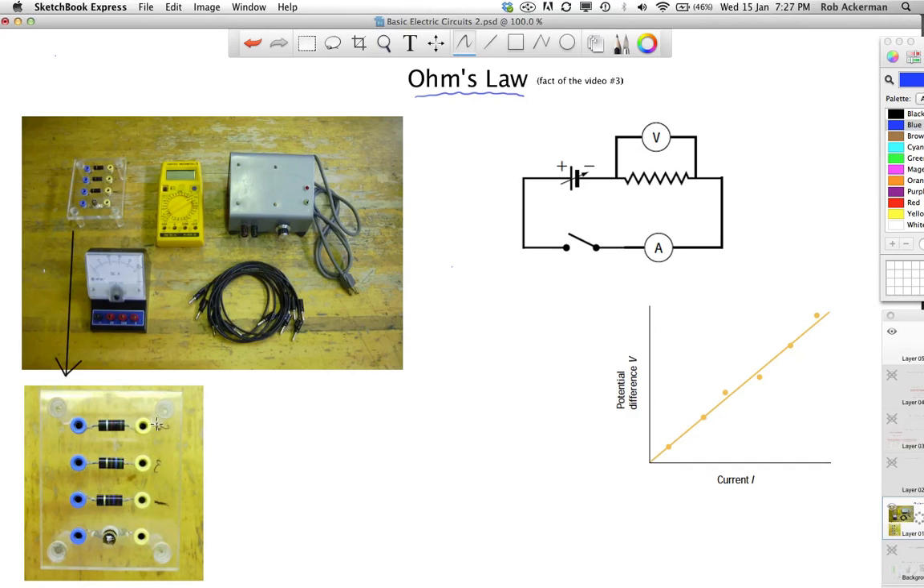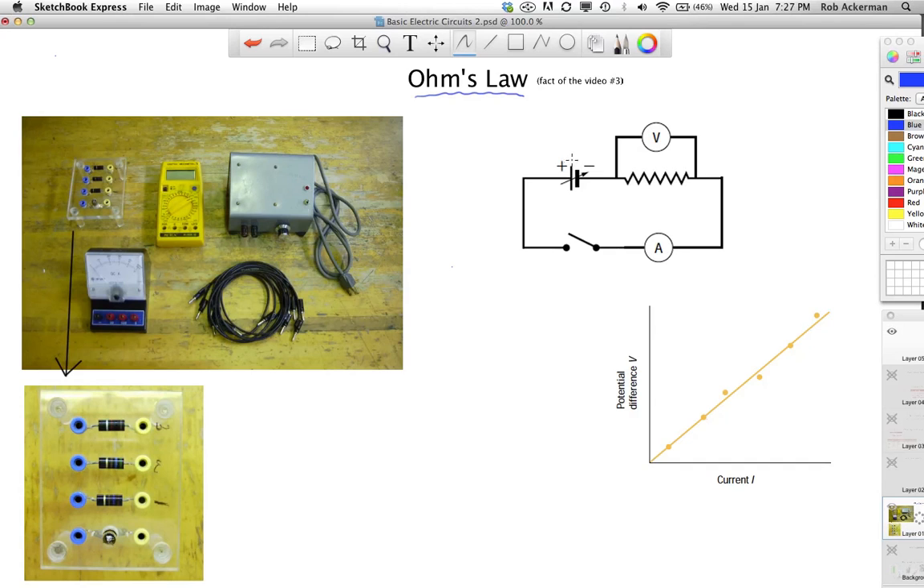The idea is to be able to use 3 different resistors, or even 4 different resistors in this lab, so that you can vary the resistance and use whatever power supply, whatever voltage you want, and measure the current. So here's what we do. We set up a circuit diagram that looks like this.